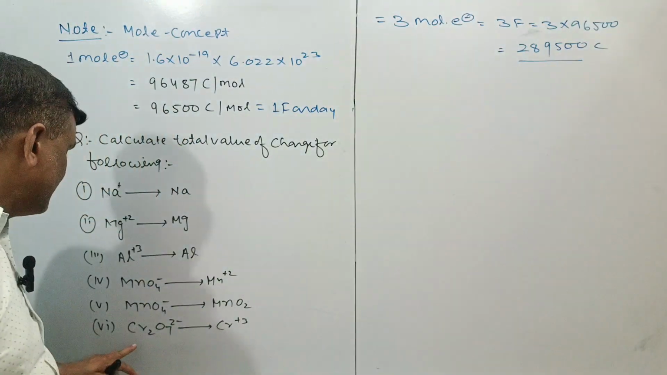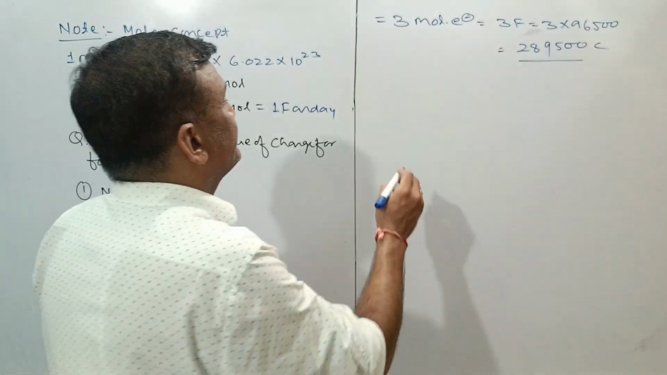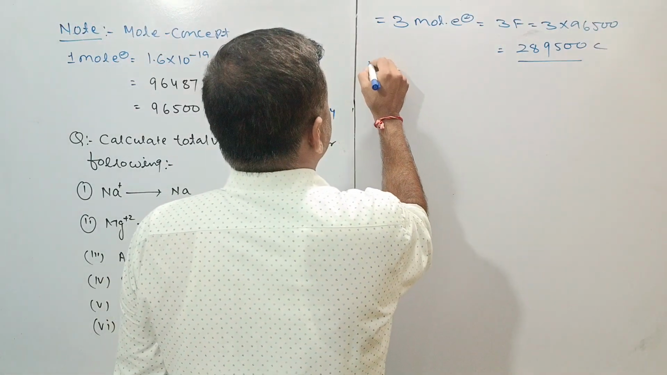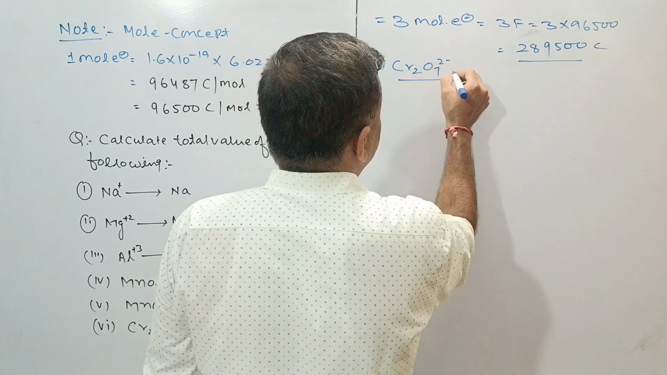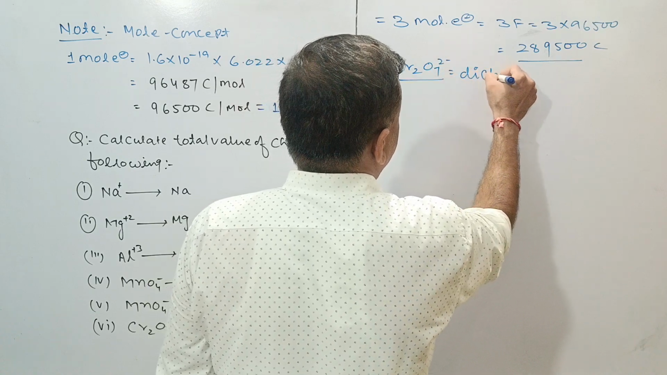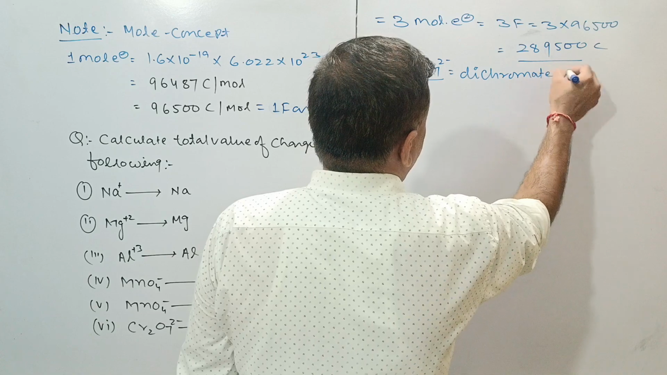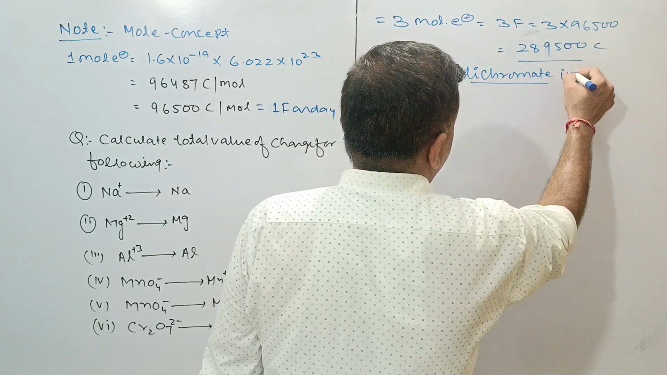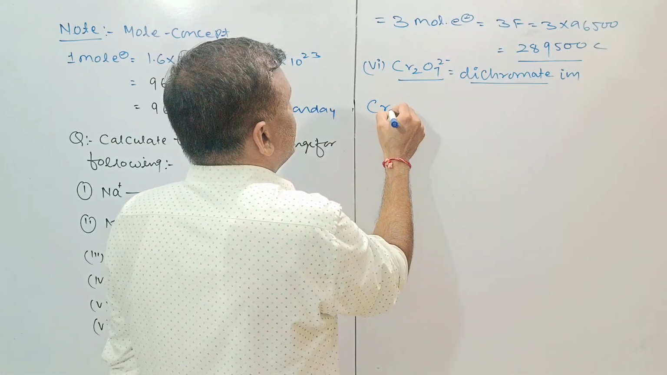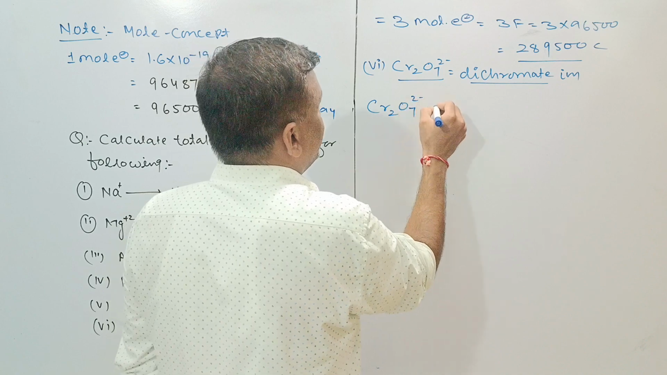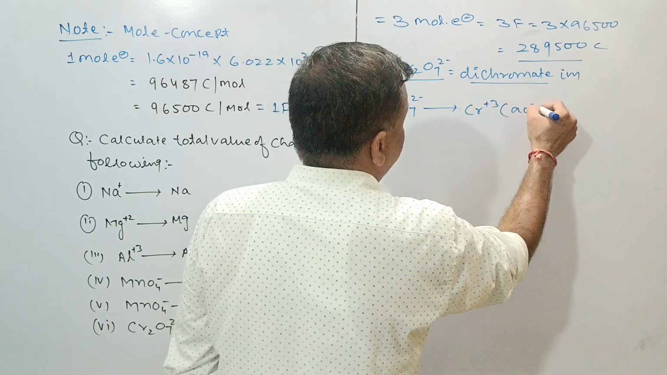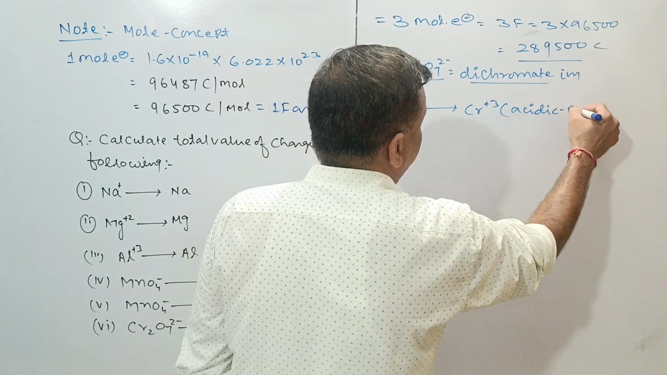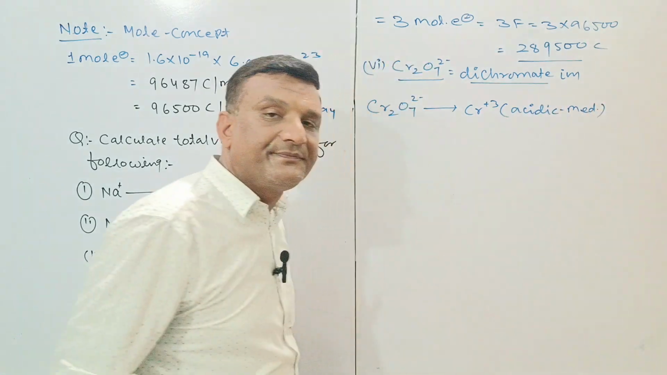Now the time to discuss the final question, question number 6, and this is the Cr2O7 2 minus. It is also called dichromate ion, which we can get from potassium dichromate, and always Cr2O7 2 minus in acidic medium changes into Cr plus 3. Remember one thing, ये आपको मैंने कहा ना लर्न करना पड़ेगा, acidic medium.